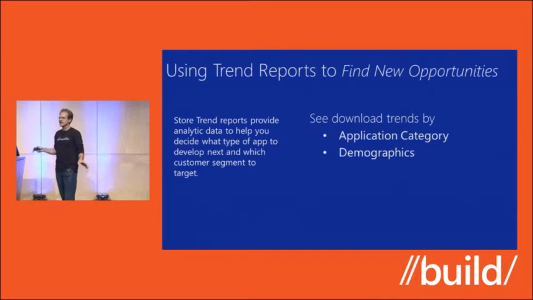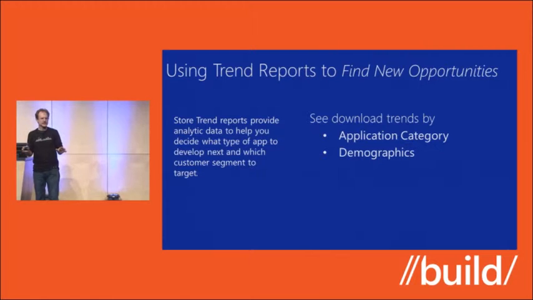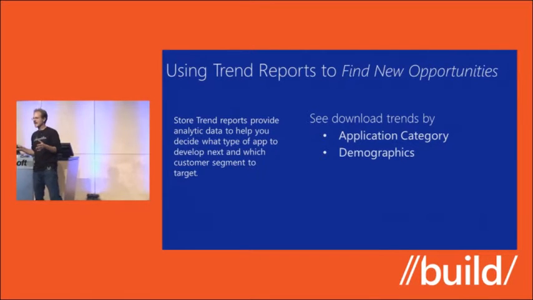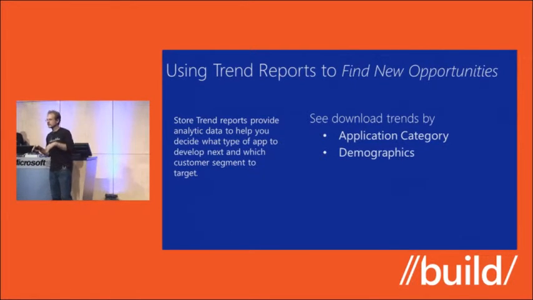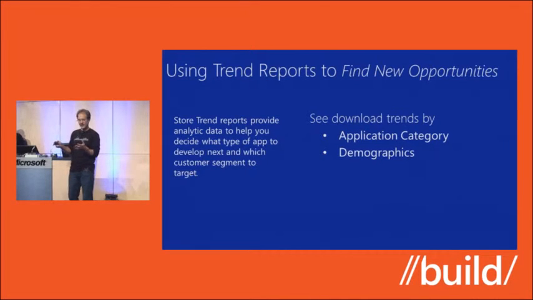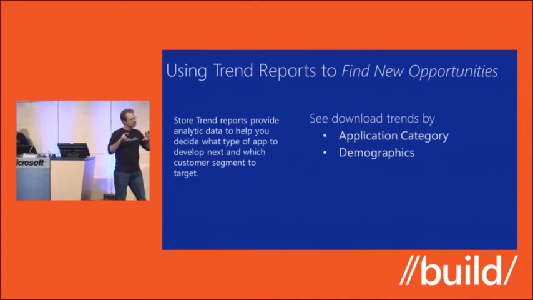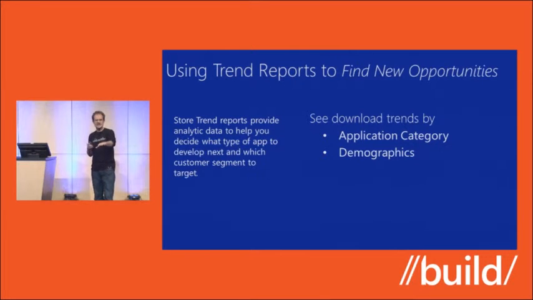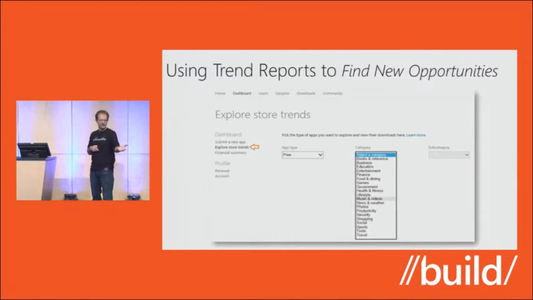So the final area that I want to cover before handing over to Adobe is how you can use the Trend Reports option inside of the Windows Store to find new opportunities. Besides helping you understand how current apps are doing in the market, we also want to give you information to help you decide what type of app to build next. So we want you to understand, for example, what customer segment you may want to target. The Trend Reports lets you do some of that exploration into the Windows Store as a whole. We let you see download trends by application category and demographics. So here are the options for doing that.